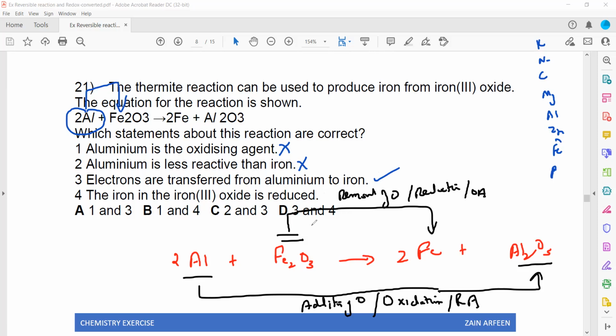That iron 3 oxide, the iron here is reduced, as you can see. It is a loss of oxygen or removal of oxygen. So statements 3 and 4 are correct. That's why option D is the right answer for question 21. Is it clear, this example question?